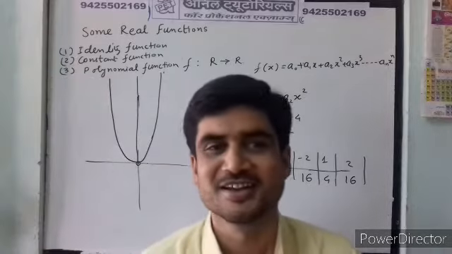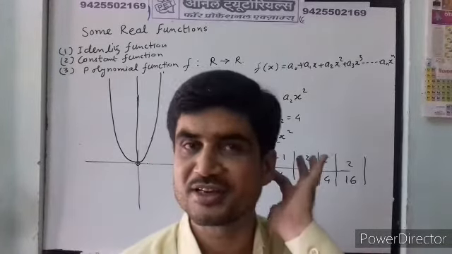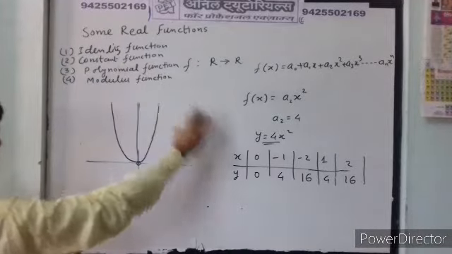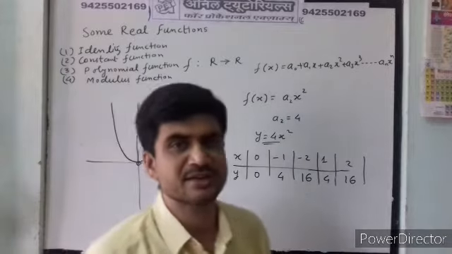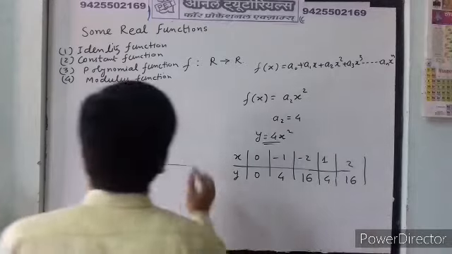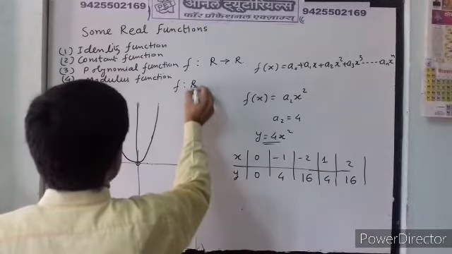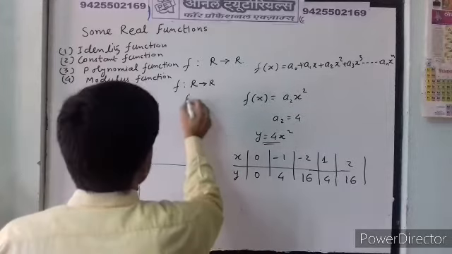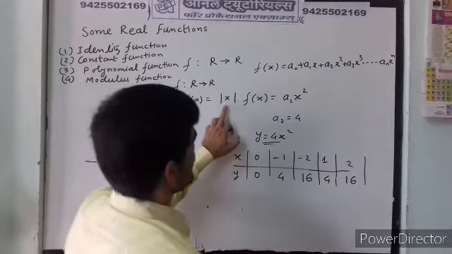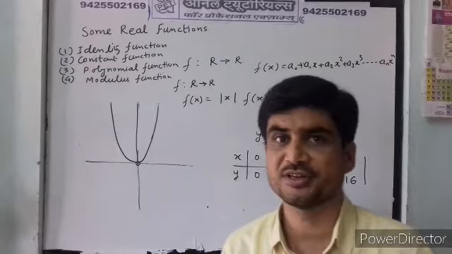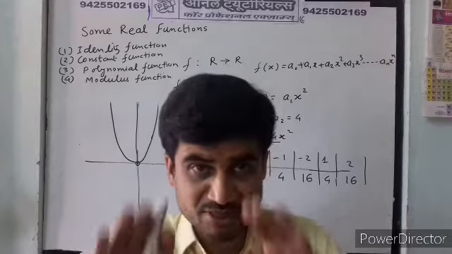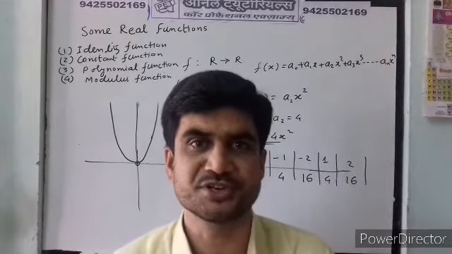Clear, children? Now I am taking one more function that is called the modulus function. See, if any algebraic term is indicated within the modulus sign, then it is called a modulus function. Say the modulus function from R to R, it is real valued. Say f(x) is equal to modulus of x. I took a very simple modulus function. The x is within the modulus sign. So you know, children, when you put the modulus sign, you will always get a positive value.